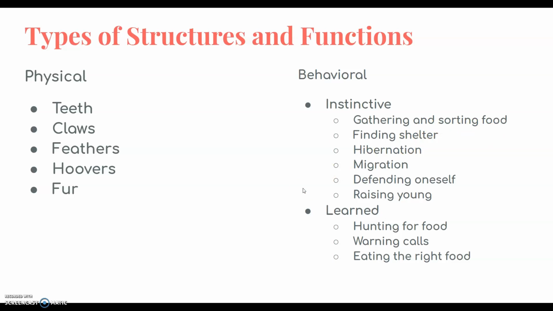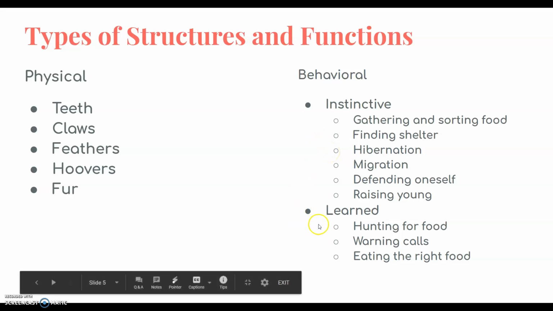Now, these functions, the jobs that animals are able to do, can be either instinctive or learned. Instinctive means these animals will do this job automatically. They do not have to be taught. An animal will automatically try and find food using the structures it has. However, this animal might have to learn how to find food the right way over time, which would be learning how to hunt for food.